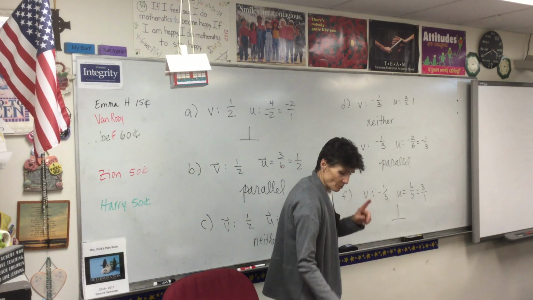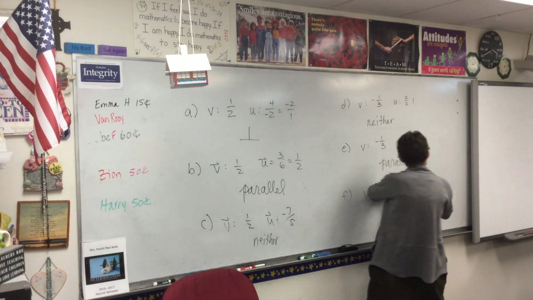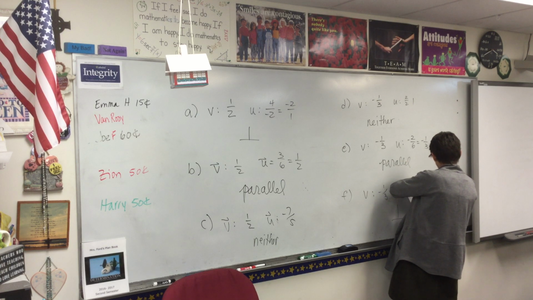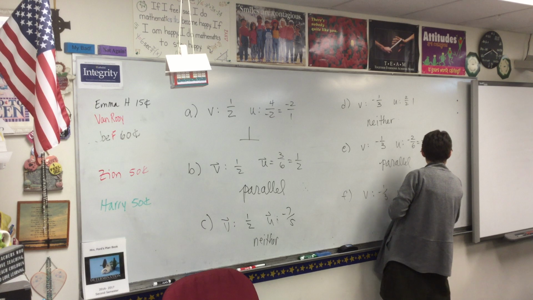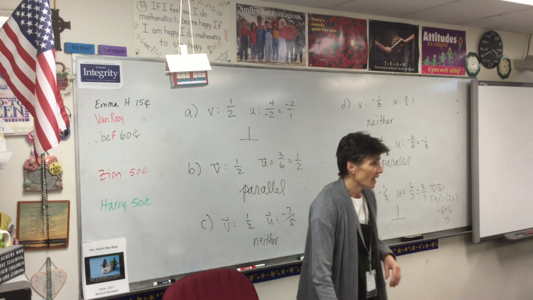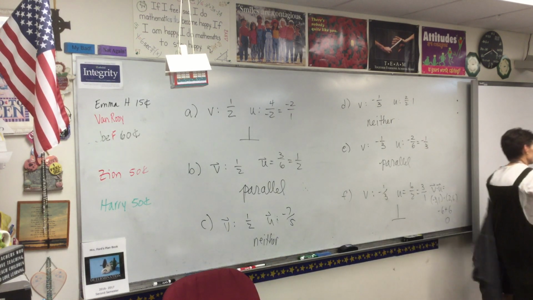Now, just to reinforce that idea from before, if you do the dot product in letter F, you had better get 0. Notice you do. Because if vectors are orthogonal, their dot product is 0.